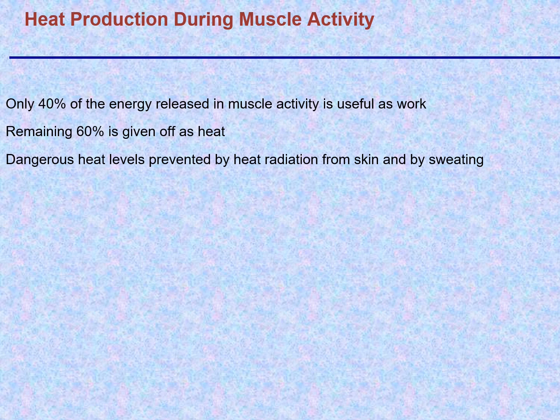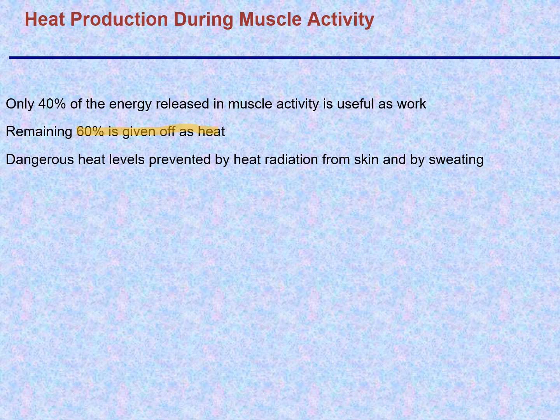When muscle is active, you have heat production because only 40% of the energy generated or being used up is used for actual contraction and relaxation of the muscle to do actual work. Remember, no system is 100% energy efficient. About 60% actually goes towards the generation of heat. And if the heat level builds up too high, then that's bad. You won't be able to function.